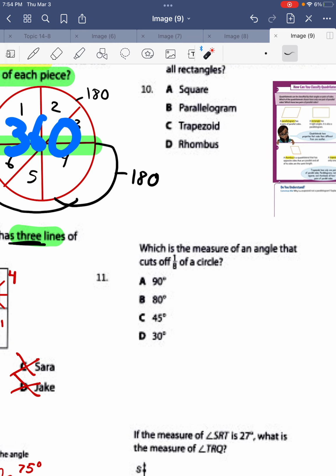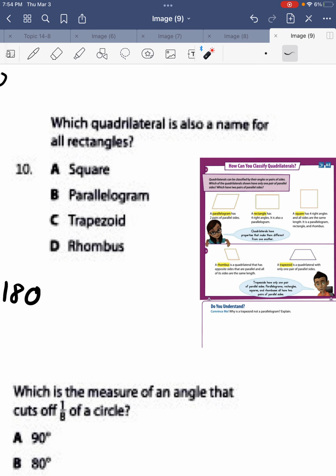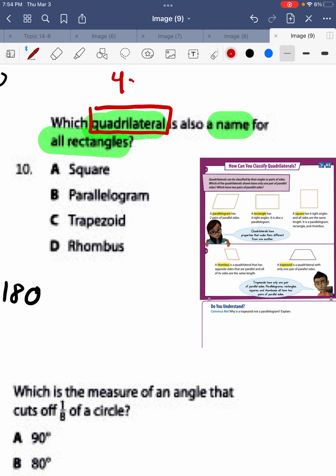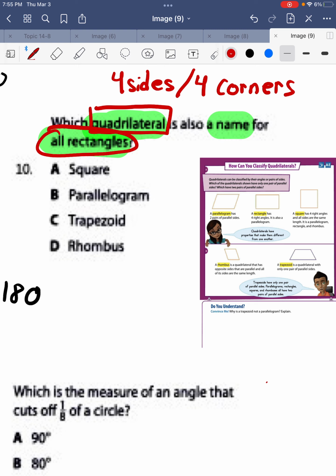Okay, let's go to 10. 10 says, which quadrilateral is also a name for all rectangles? So my keyword is quadrilateral. Remember, a quadrilateral is a shape with 4 sides, 4 corners. So I'm looking for a quadrilateral. Which quadrilateral is also a name for all rectangles?